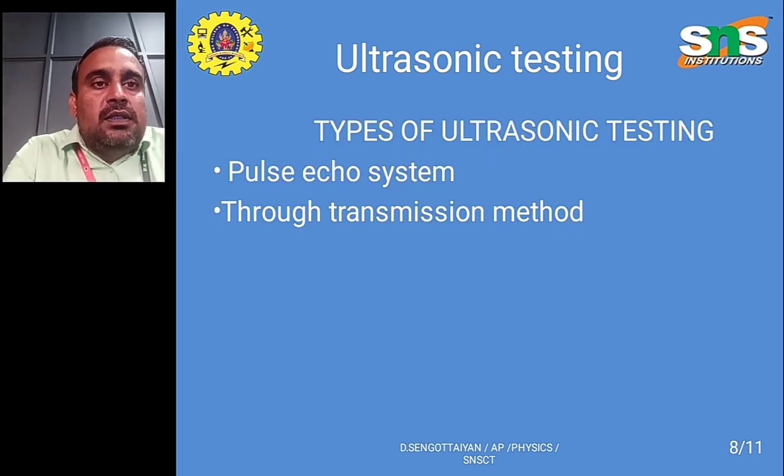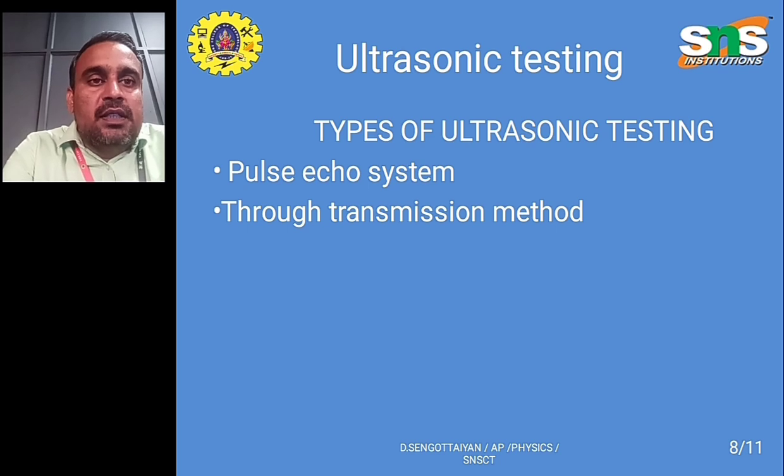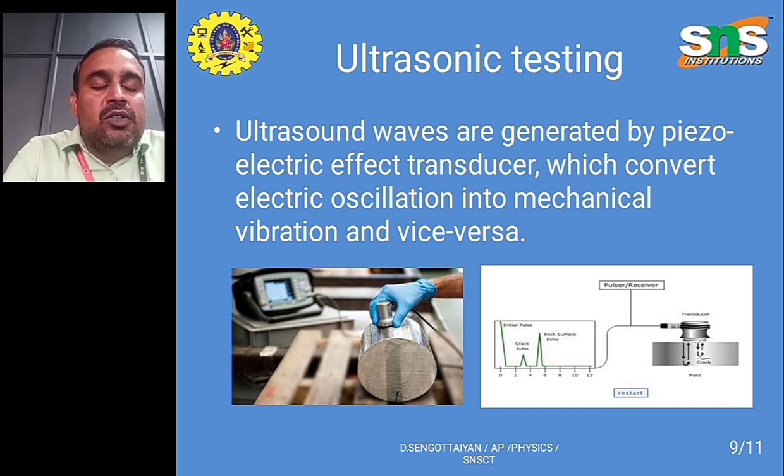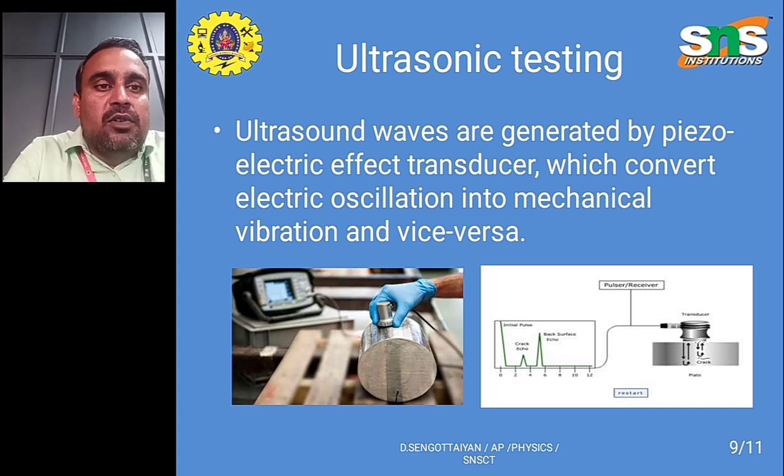There are two types of ultrasonic testing methods. The first one is the pulse echo system, and the second is the through transmission method. The pulse echo system is very simple. The transmitter pulse is transmitted through the material, then the echo is also received from the same end, and the transmitter pulse and receiver pulse are seen on the CRO screen.